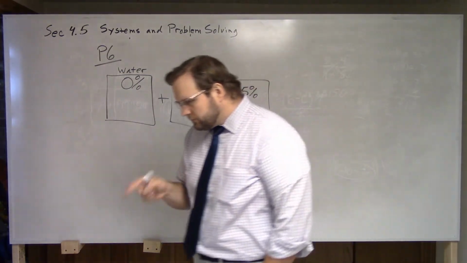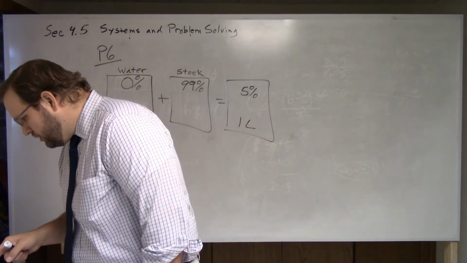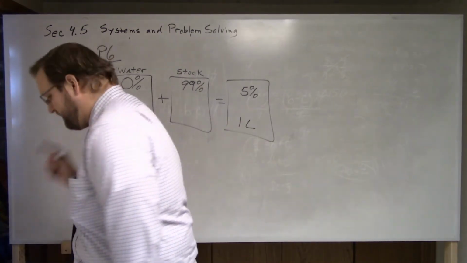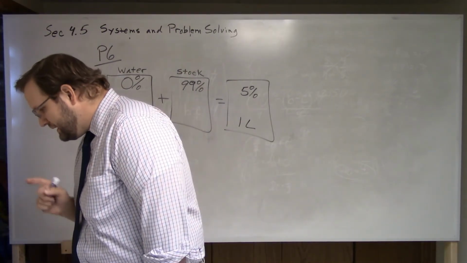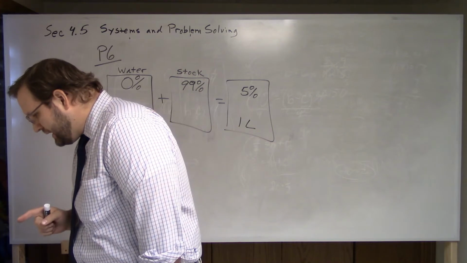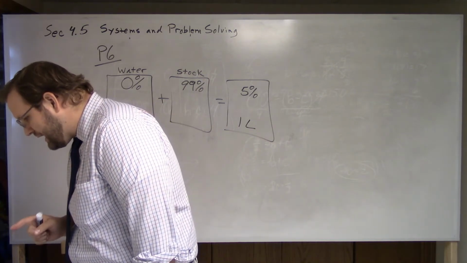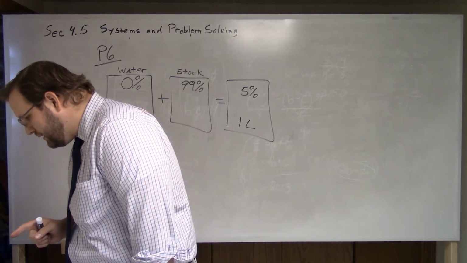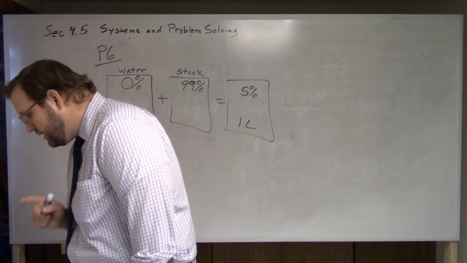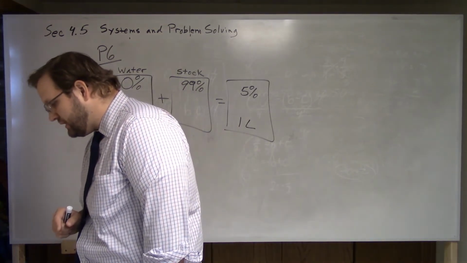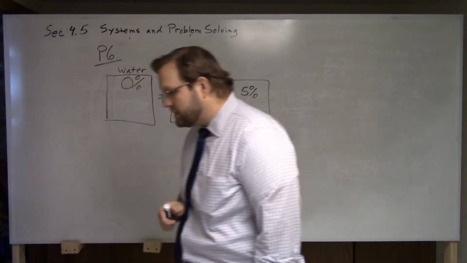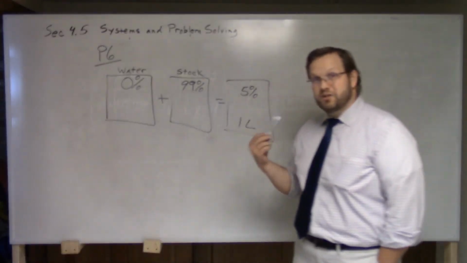Now, let's dig in a little bit more. So they say that we need the 1 liter of 5%. All we have is 99%. So then it asks, how much water and stock solution must he mix to get the 5% that he needs? Okay, round your answer to the nearest hundredth of a liter. So really, this is all they give you.